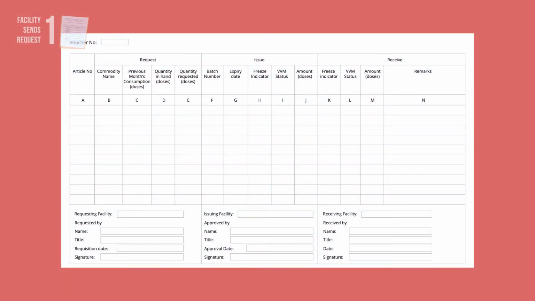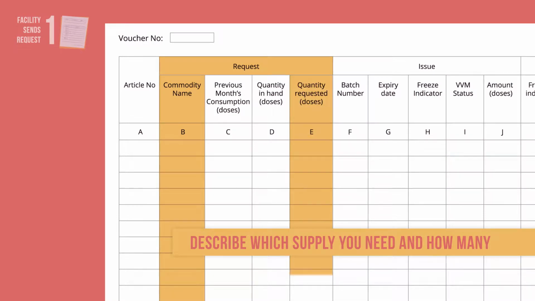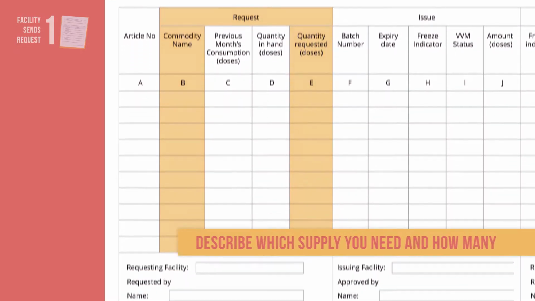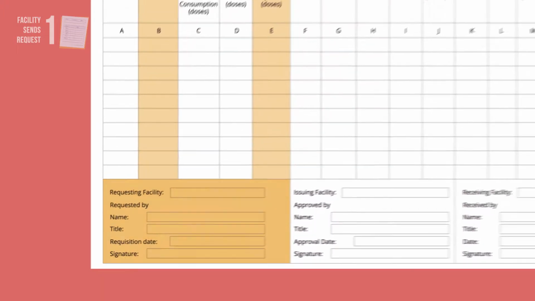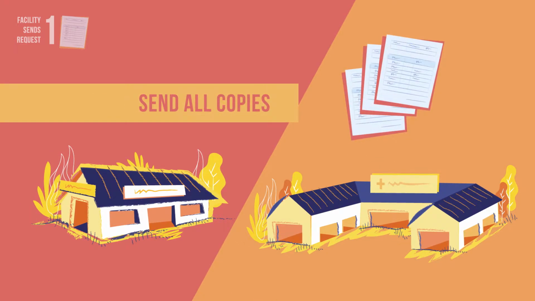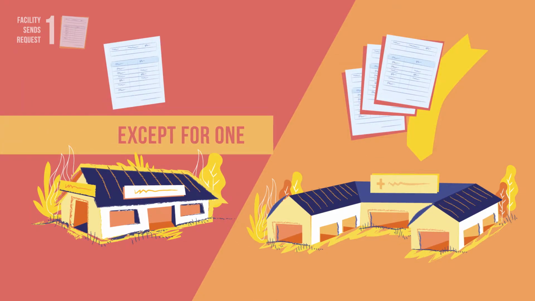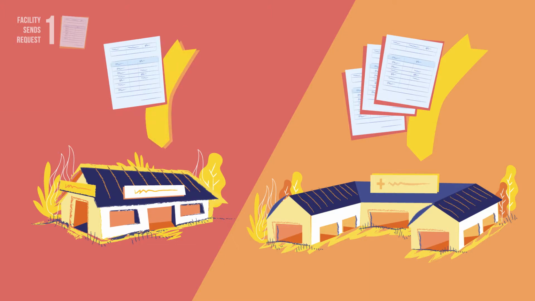On a requisition and issue voucher, describe which supply you need and how many you need. Then sign the form. If the supply comes in a box with multiple items, make a note of that here. Send all the copies of the voucher to the district office, except for one copy. Keep this one copy as a reminder that you have placed an order and are waiting for the supplies to arrive.